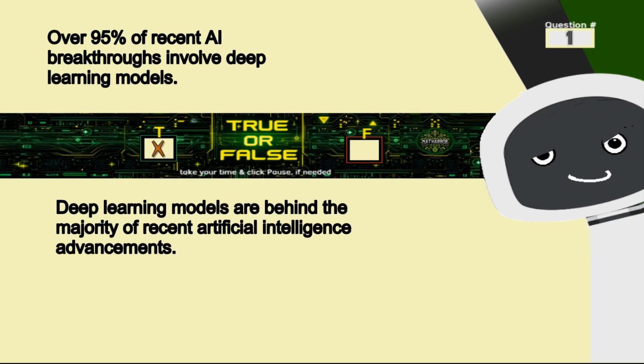True or false? Over 95% of recent AI breakthroughs involve deep learning models. That's true. Deep learning models are behind the majority of recent artificial intelligence advancements.